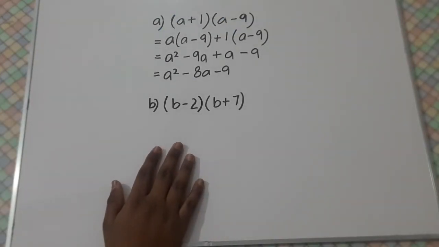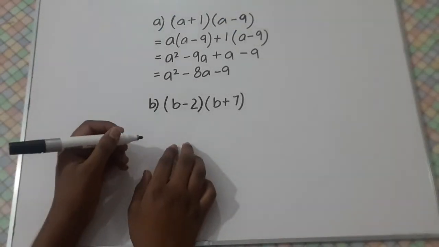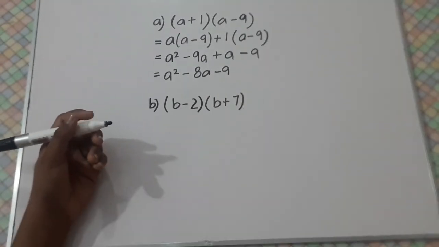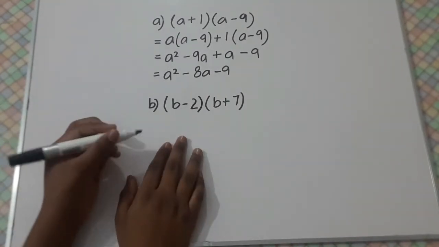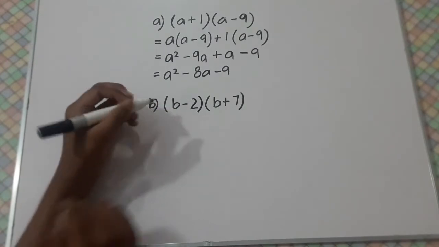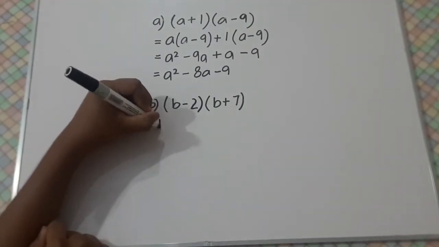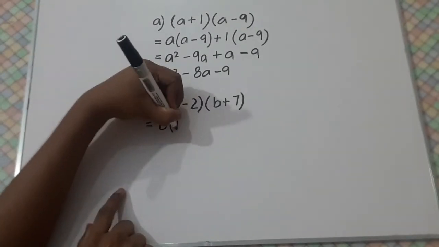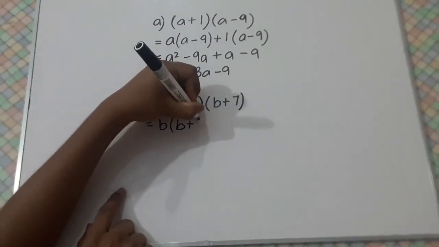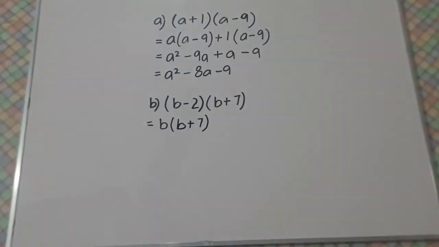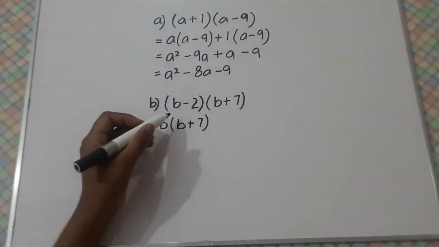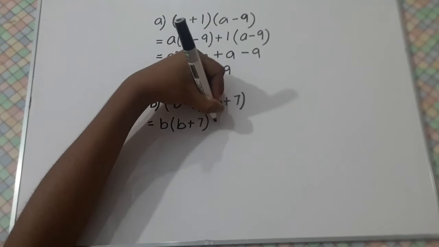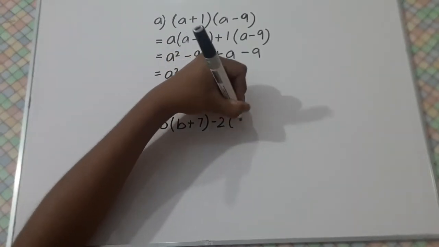Now this is part B of this question. So we are going to do the same as we have done in the first part. We are going to expand the first bracket. So B, this bracket is going to come with this again. B plus 7. Then we are having minus 2 and the same bracket again.